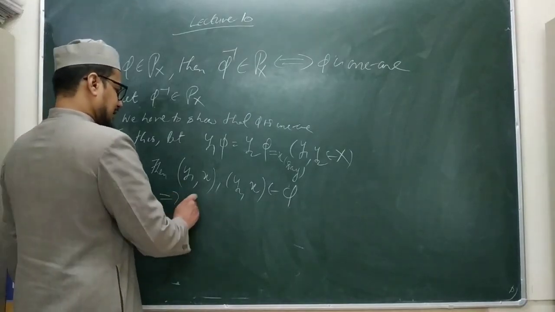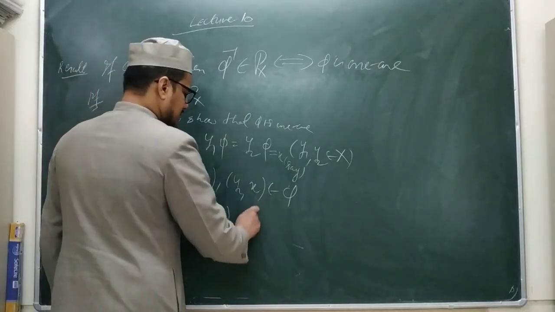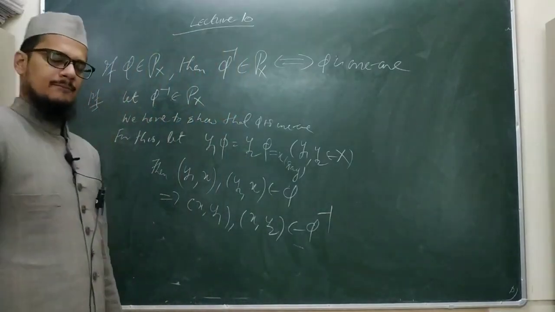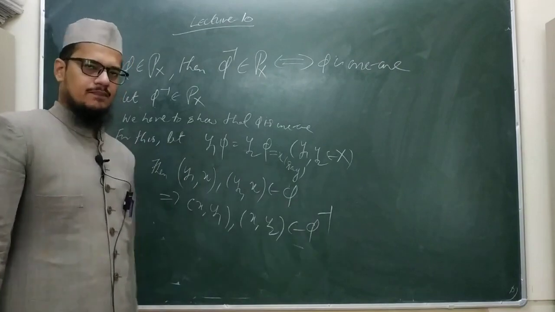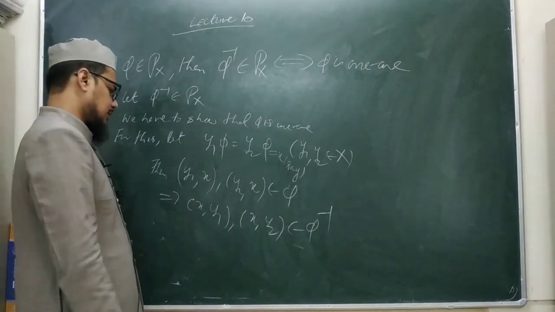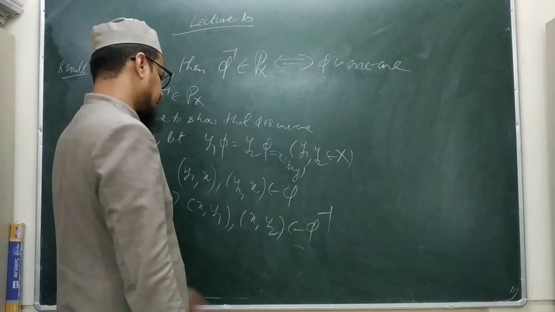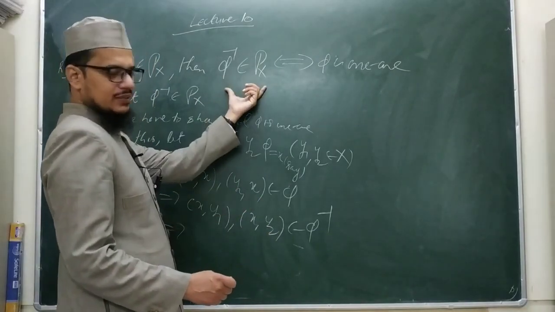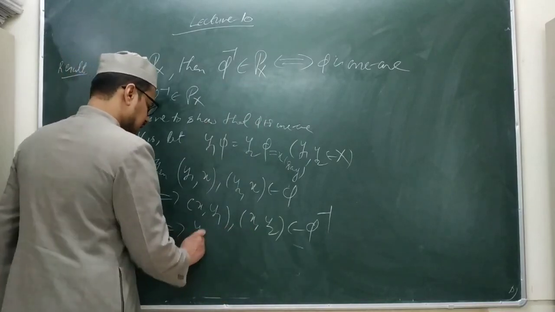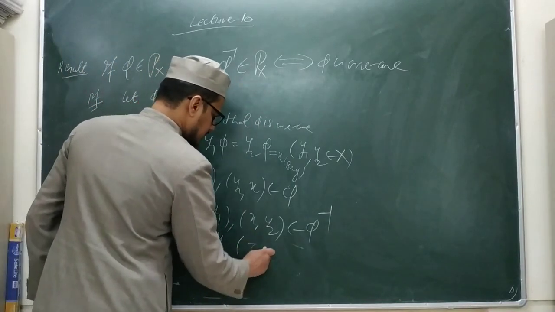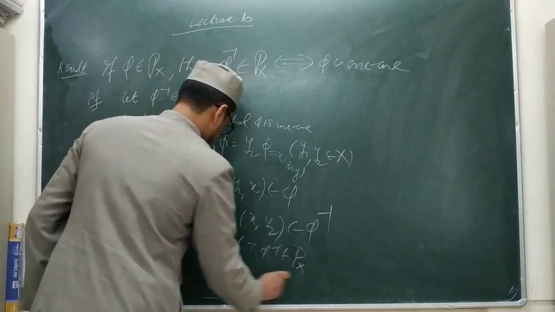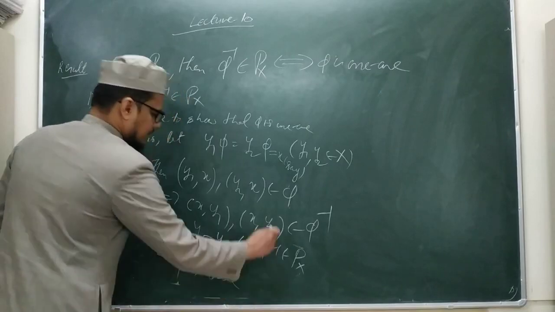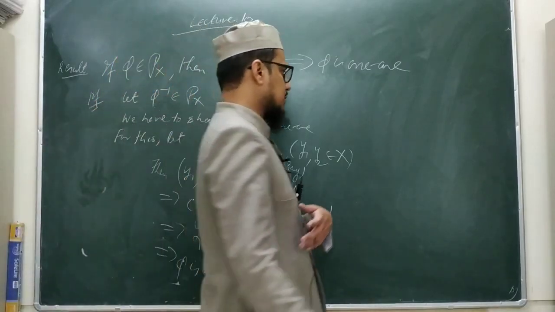It implies that x, y1 and x, y2 belong to the converse of phi, that is, phi inverse. Since phi inverse belongs to Px, it means that y1 must be equal to y2. So it implies that phi is 1-1. Now we do the converse.